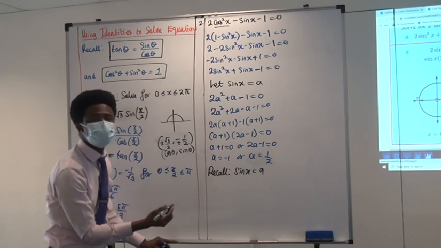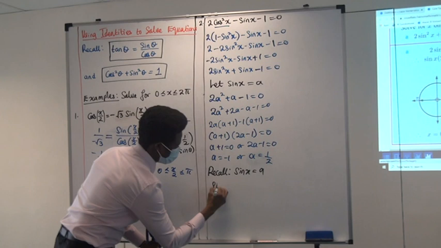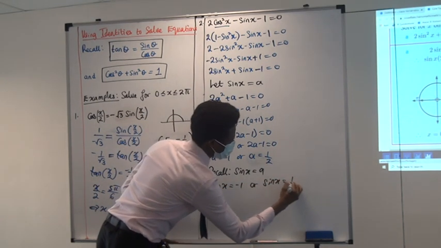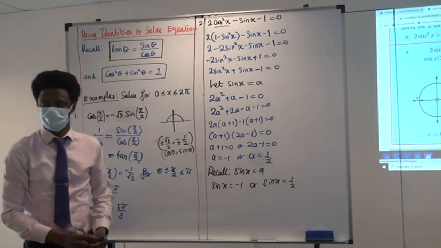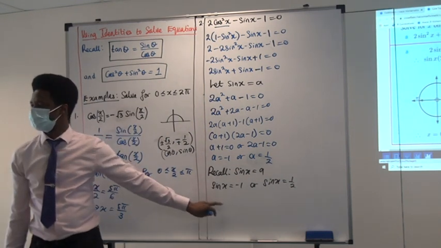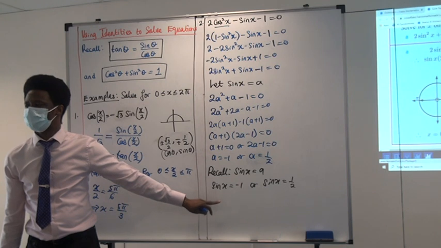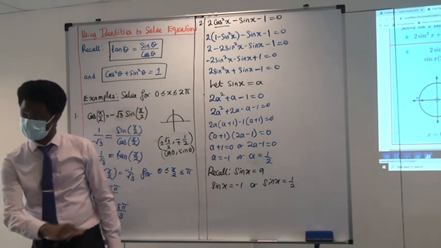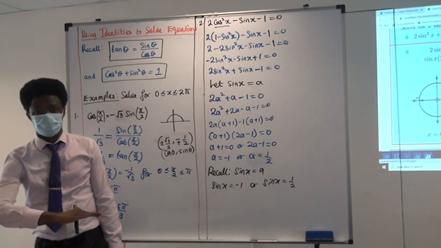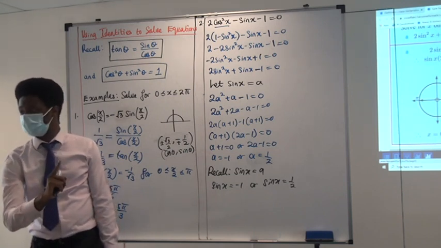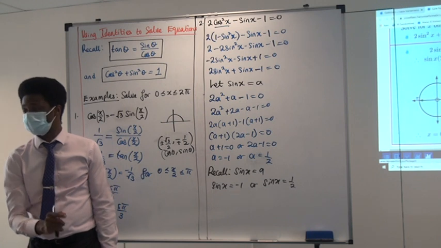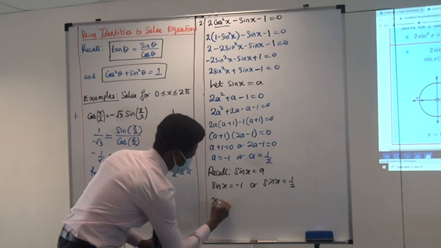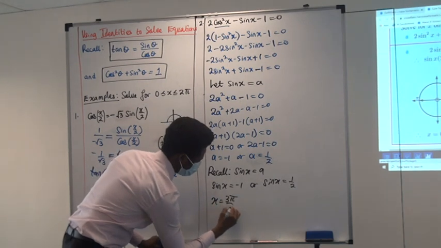Okay, so with this, I can now say, recall that sine x is equal to a. Then I have two equations. So in this case, my sine x is equal to -1. In this case, my sine x is equal to 1 over 2. In your unit circle, is it the x coordinate minus 1 or y coordinate minus 1? When the y coordinate is minus 1, which means at the bottom, right? And that is only one possibility. And that is 3 pi over 2. So here, x is equal to 3 pi over 2.